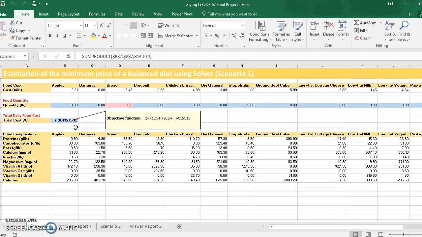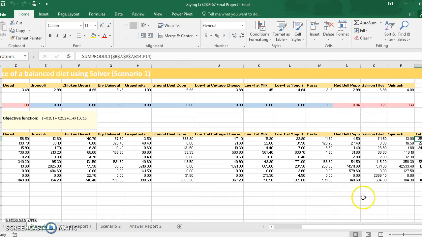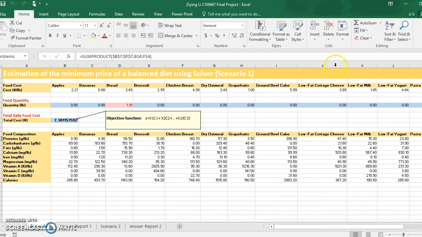In pursuit of a balanced diet, I chose 3 food items from each of the 5 food categories. For example, I chose apples, bananas, and grapefruits from the fruits category. Also, I chose chicken breast, ground beef cube, and salmon fillet from the protein category. As a result, there are 15 food items in total. And the row beneath them is the unit cost for each of the food items. For example, we could tell an apple is selling at $2 per pound.